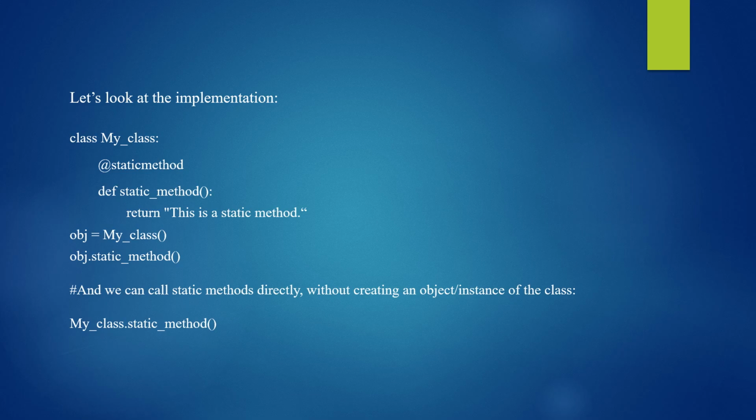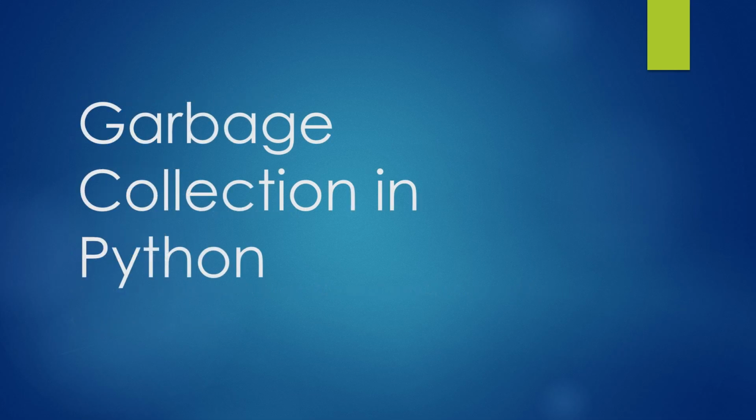Again we can call them using an object or instance of the class: object equals MyClass(), then object.static_method(). This is a static method. And we can call the static methods directly without creating an object or instance of the class: MyClass.static_method(). This is a static method. You can notice the output is the same using both ways of calling static methods.